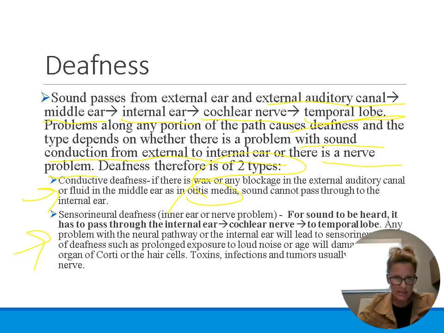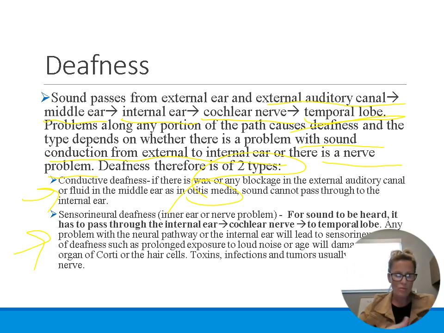Sensory neural deafness is when the problem is in the inner ear, in the cochlea, or with the nerve itself, the vestibulocochlear nerve. So in order for sound to actually be heard, it has to pass through the internal ear, through the cochlear nerve, and to the temporal lobe. We do not actually hear sound until it's received in the temporal lobe at the primary auditory cortex. If anywhere in passing through it doesn't get to that temporal lobe, we do not actually hear it, right? We don't become aware of it until it's at that cerebral cortex.